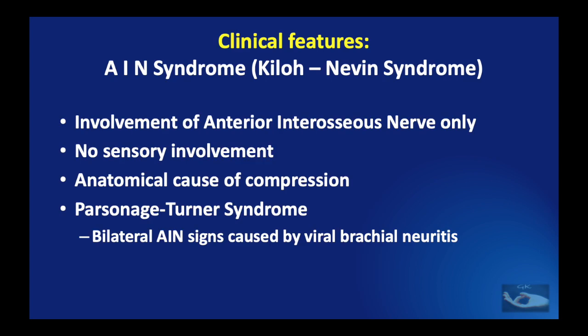The anterior interosseous nerve syndrome, otherwise known as the Kiloh-Nevin syndrome, has involvement of the anterior interosseous nerve only, which is a motor nerve. There is no sensory involvement of the median nerve. The cause of this syndrome could be an anatomical cause like a tumor or a ganglion pressing on the nerve, or a Parsonage-Turner syndrome, where there are bilateral anterior interosseous nerve signs caused by viral brachial neuritis.